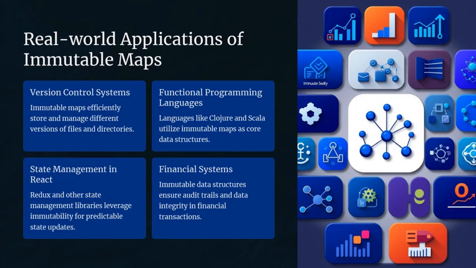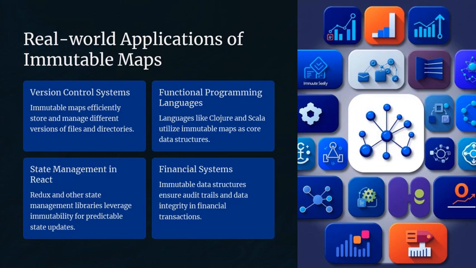Next, let's see the real world applications of immutable maps. Version control system: immutable maps efficiently store and manage different versions of files and directories. Functional programming languages: languages like Scala utilize immutable maps as a core data structure.